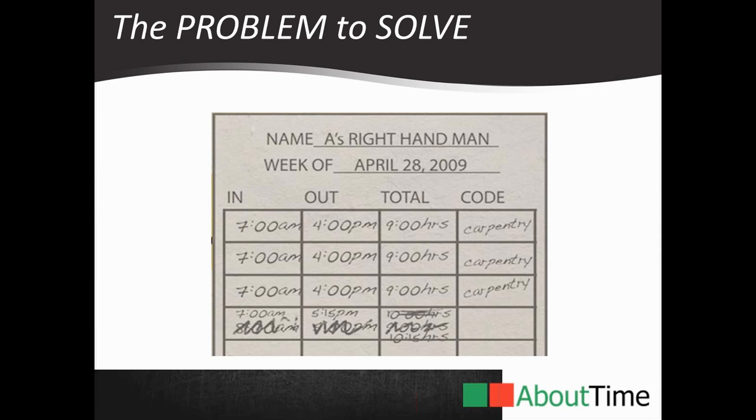Some of the problems that AboutTime will help solve, obviously, this might look familiar to you if you're using paper time cards. What you have here is time that is written in by a foreman or an employee. You always have time rounded here. You have things scribbled out. You have difficulty getting the information into the office on a weekly basis so you can run your payroll.